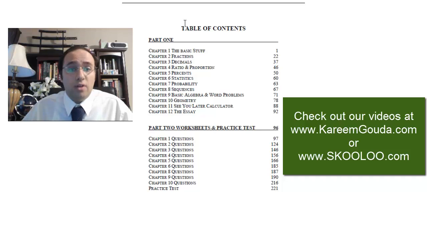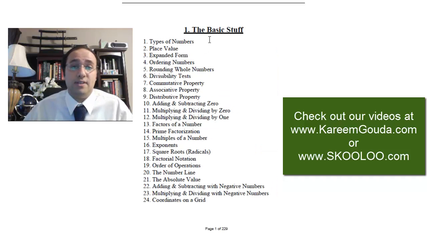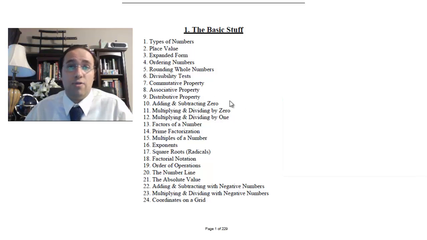Now, you'll also find that each of these chapters has many details inside. So if you look at chapter 1, for example, the basic stuff, we have 24 different points that we discuss. Some very basic, like types of numbers and place value, things that you've taken in third grade. Some things like rounding whole numbers, the names of different properties for addition, multiplication, and so on, like the commutative, associative, distributive property. These are very basic stuff, very easy stuff. However, if you don't know them, or if you don't remember the terms or what to do exactly, then it becomes a little bit hard.